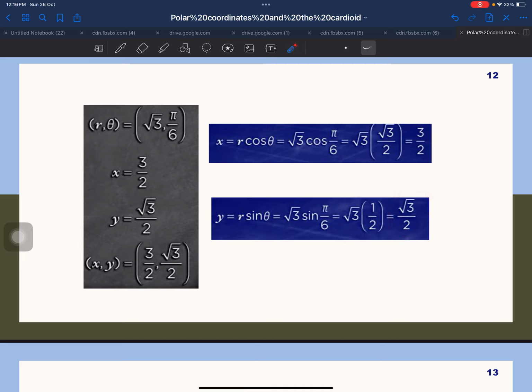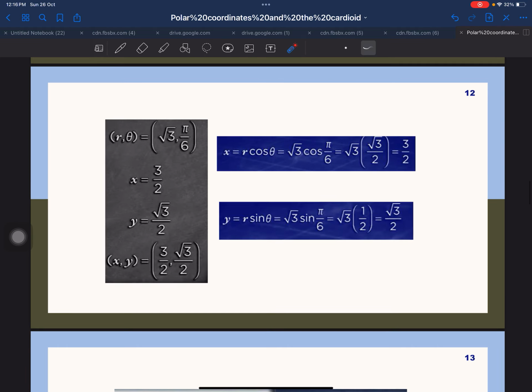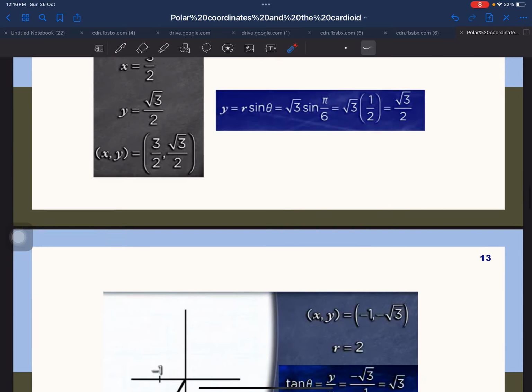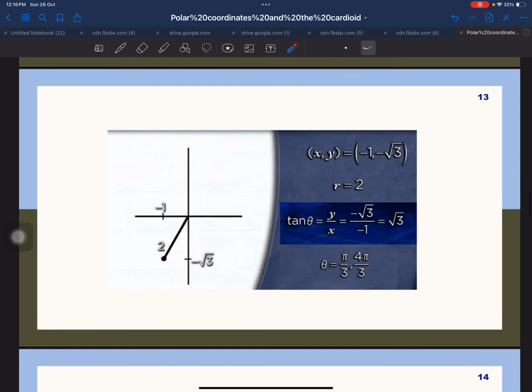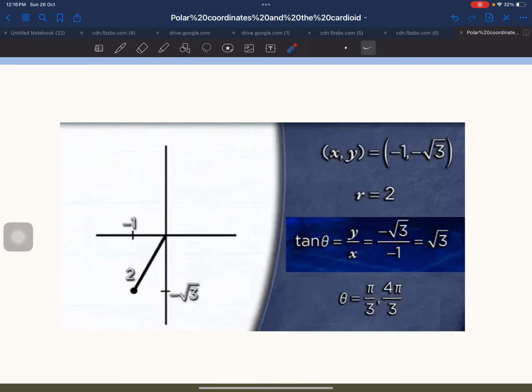And so, my Cartesian coordinates are 3 halves and square root of 3 over 2. Now, let's go the other way. Let's take a point, -1, negative square root of 3. This one is a Cartesian coordinate and we try to find its polar coordinates. Take note, they won't be unique. So let's do it.